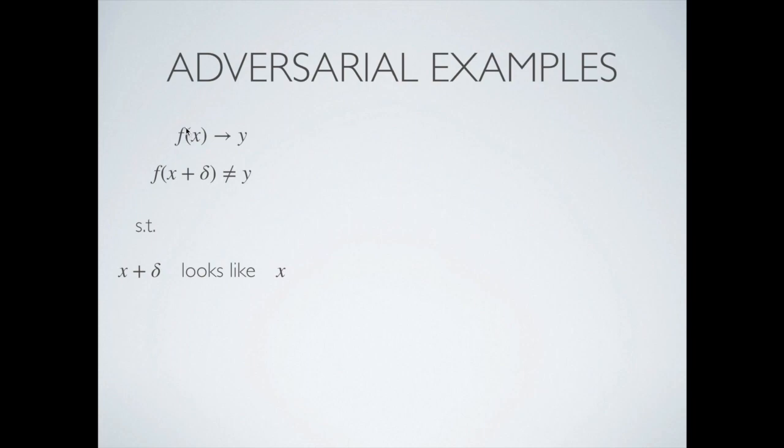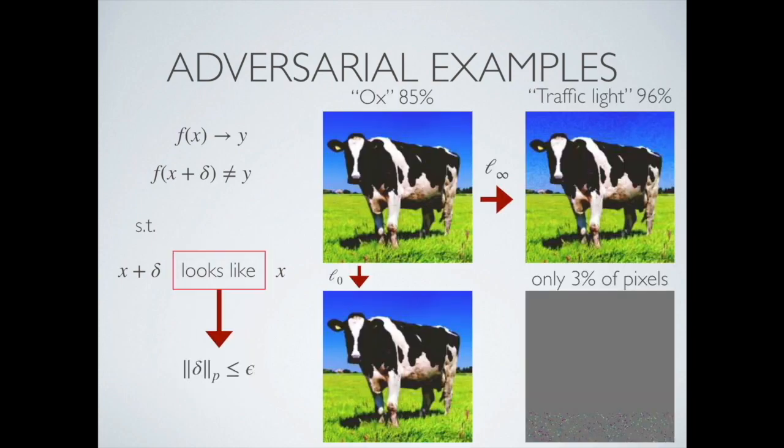Given a classifier f which maps an image x to the label y, we say an adversarial example x plus delta is something which the classifier incorrectly classifies as something other than y. But we want our adversarial example x plus delta to look like the clean example x, and we can have different measures of this look-like property. One more popular measure is having the perturbation, the delta, which we're going to add to x, be bounded by epsilon in some p norm.